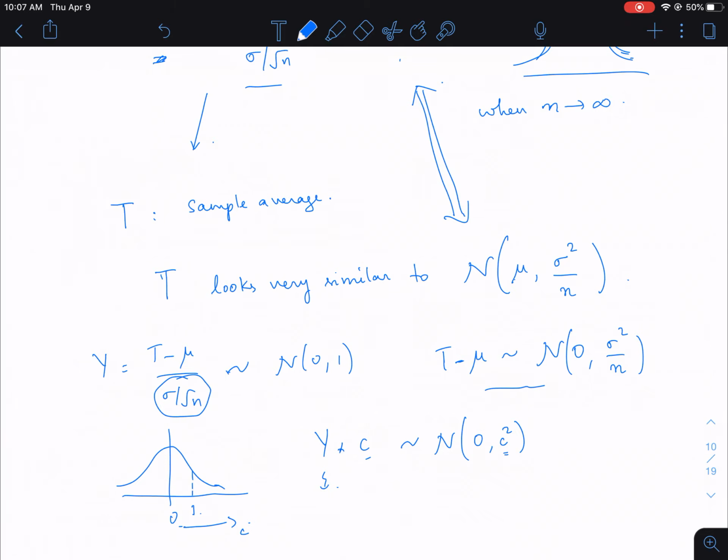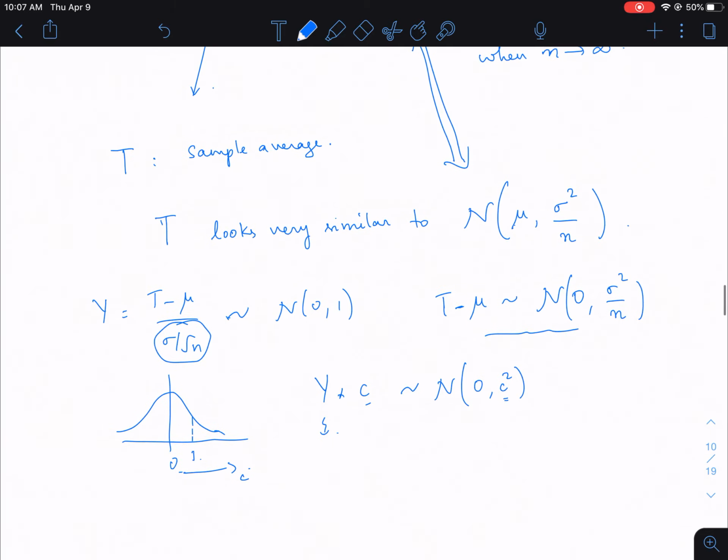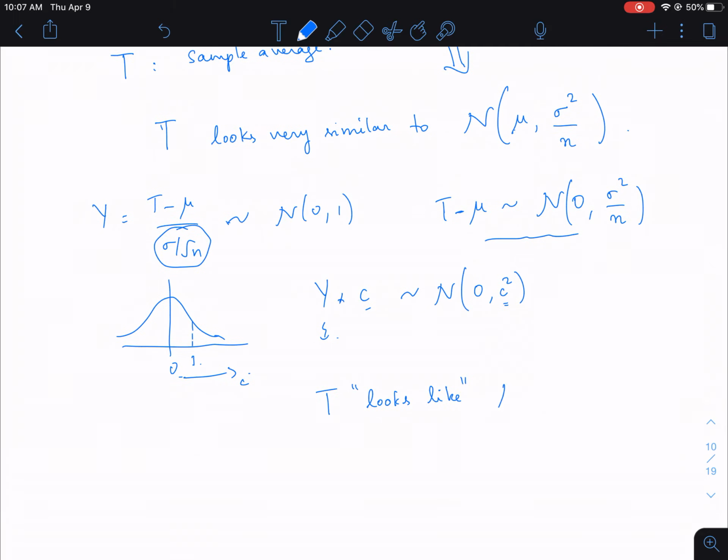So t minus mu will have a distribution similar to this, which means that t will look like, and I'm using the words looks like in a slightly informal way, and that's by design, t looks like N(mu, sigma squared by n). Because t minus mu was like this, and adding mu is a constant, so it just shifts the whole distribution, shifting the mean and keeping the variance and everything else the same.